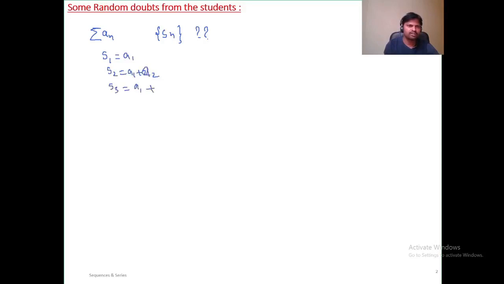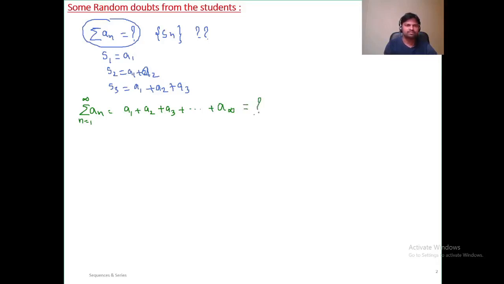Some students are asking, why are you defining it like this? Because what I want is the sum of the series. What is meant by series a_n? Series a_n means a1 plus a2 plus a3 plus, and so on. Here, since nothing is given, n runs from 1 to infinity. The last one is possibly a infinity. So how many terms are there? Infinitely many terms. I actually want this sum.